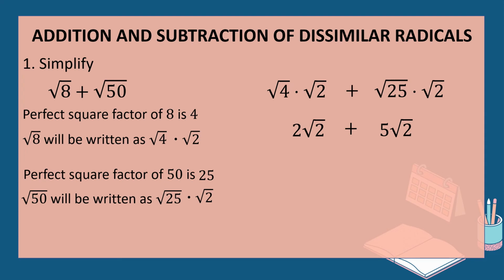Notice that our indices are the same and our radicands are the same. Therefore, we can now combine positive 2 and positive 5. The answer is positive 7. Then copy square root of 2. So the simplified form of square root of 8 plus square root of 50 is equal to 7 square root of 2.